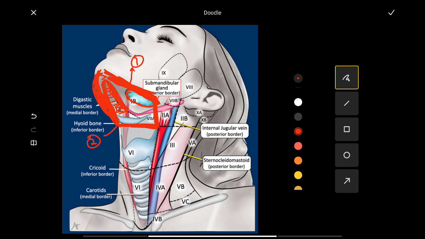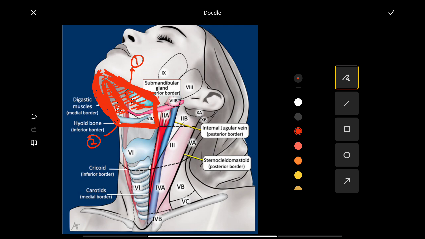1B is posterolateral to the anterior digastric muscle here. Posterior and lateral. So you can just say lateral to the anterior belly of the digastric muscle. This is 1B, which is the submandibular nodes.